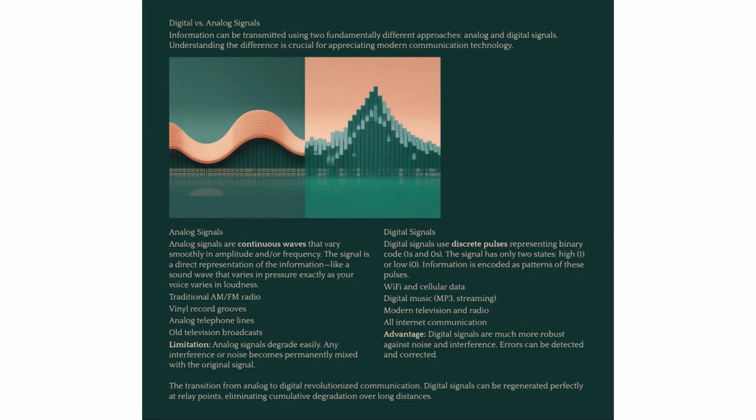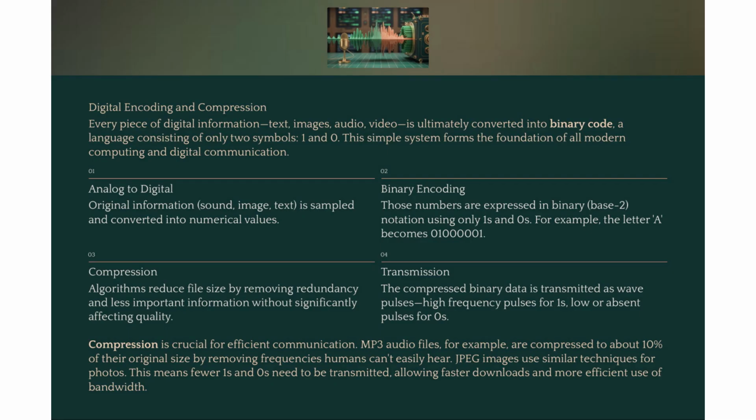When you send a text message or stream a video, that information is converted into a string of 1s and 0s, known as binary code. These bits are then translated into the digital signal. A wave pulse is a 1, no pulse is a 0. Engineers also use compression techniques, like those used for MP3s or JPEG images, to reduce the number of 1s and 0s needed to represent the data, making the transmission faster and requiring less energy.